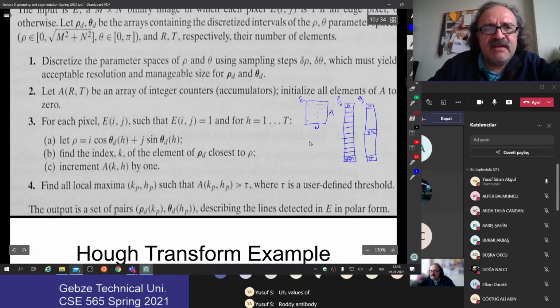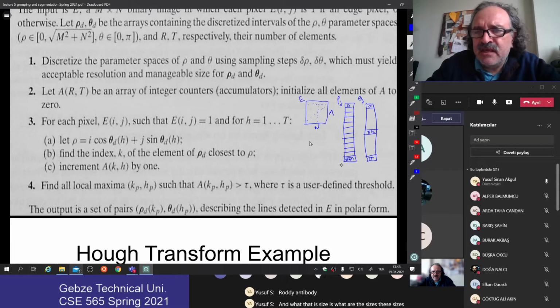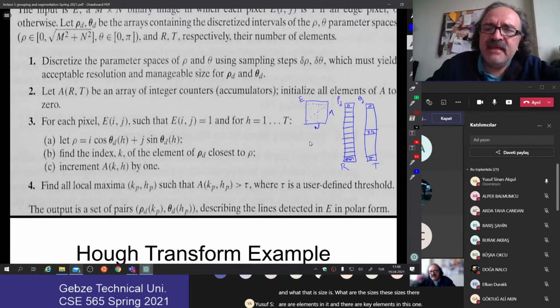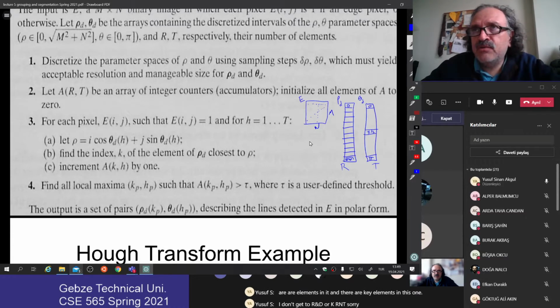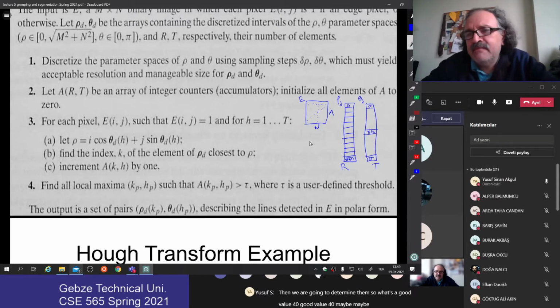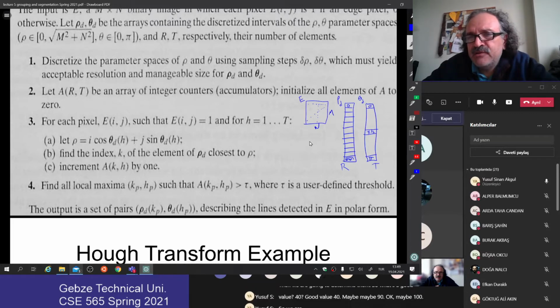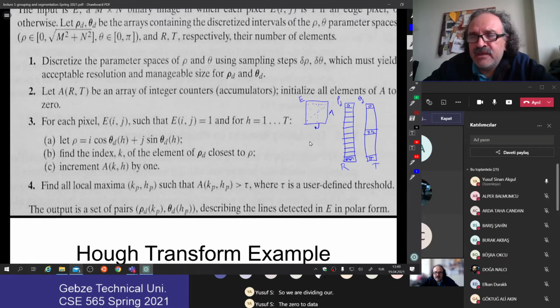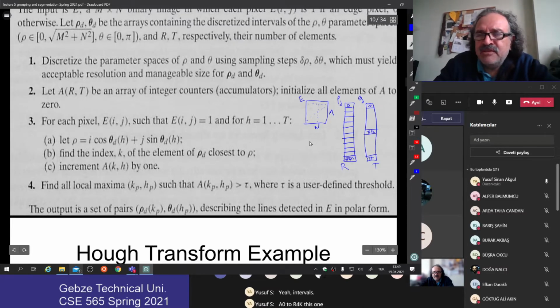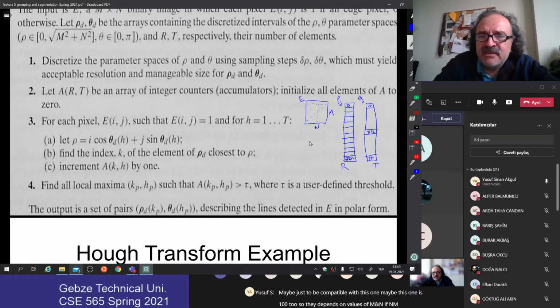And what are their sizes? There are r elements in one and there are t elements in the other. R and t are two system parameters that we are going to determine. So what's a good value for t? A good value for t may be 90, maybe 100. So we are dividing our 0 to pi interval into 100 intervals. And for r, just to be compatible with this one, maybe this one is 100 too. So it depends on the values of m and n. If m and n are 100 and 100, maybe this one should be around 150.